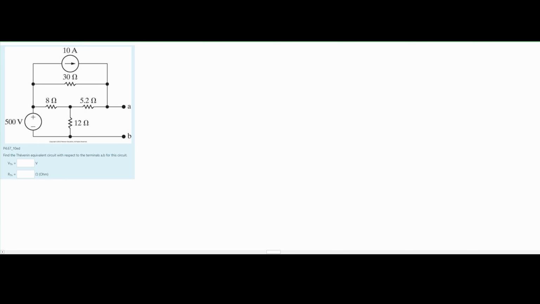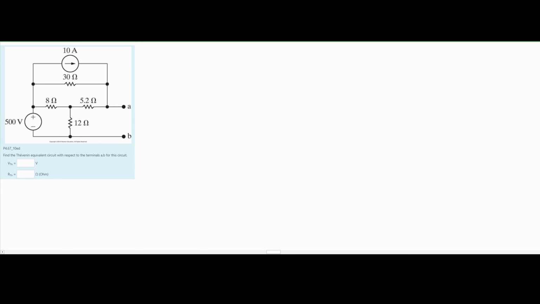In this problem, we're given the following circuit diagram. We need to find the Thévenin equivalent circuit with respect to the terminals A and B for the circuit. Our terminals are going to be right here, A and B, and we need to find the voltage of A and B. We also need to find the resistance of A and B because this is the Thévenin equivalent.